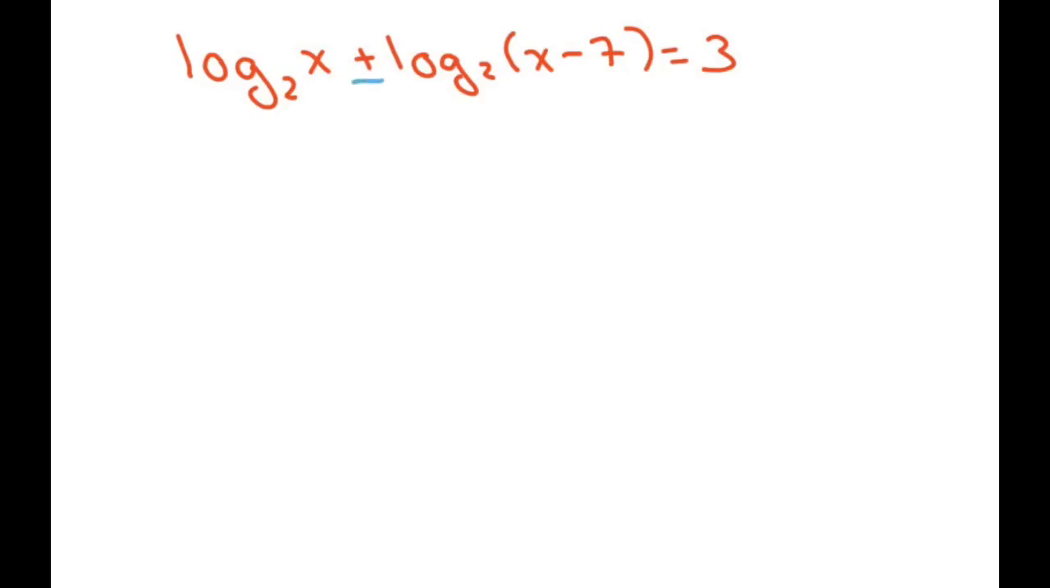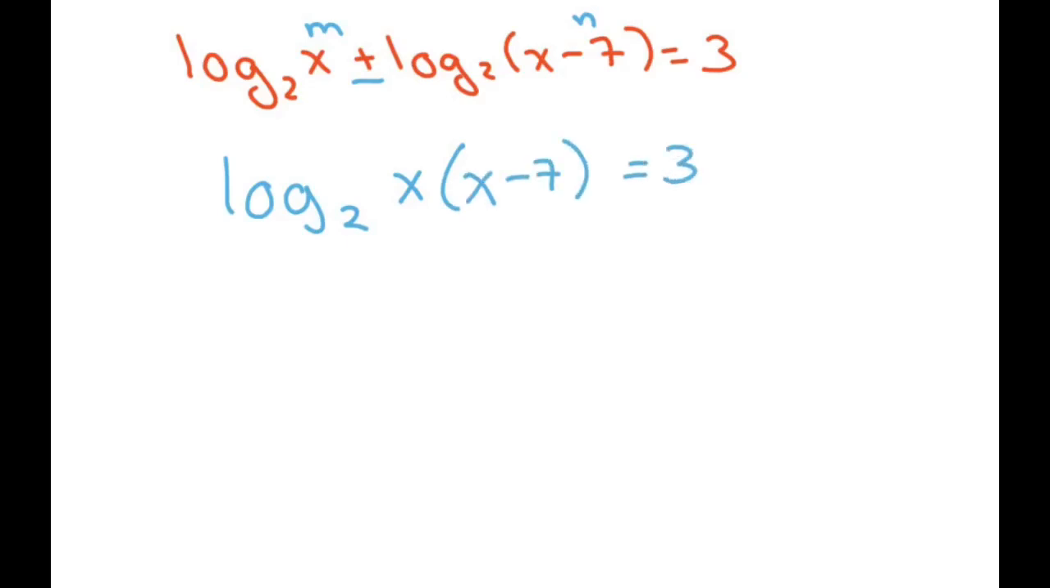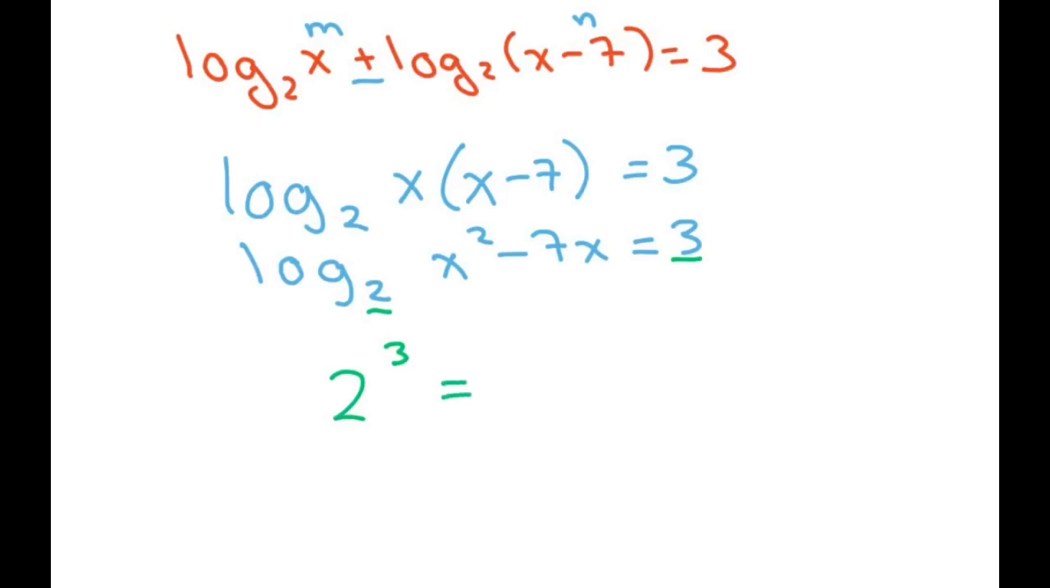In this case, we're going to use our product property to write this as a single log. This is your m, your n, you just multiply them. Equals 3. Now I can go ahead and distribute. And what we can do now is use our formula and change this to exponential form. So my base is 2, my power is 3, and my value is x squared minus 7x. So this is 8.